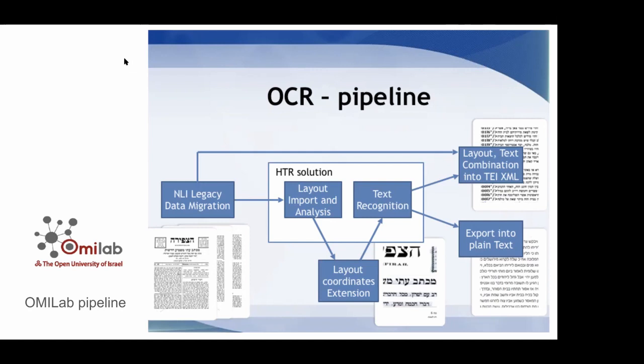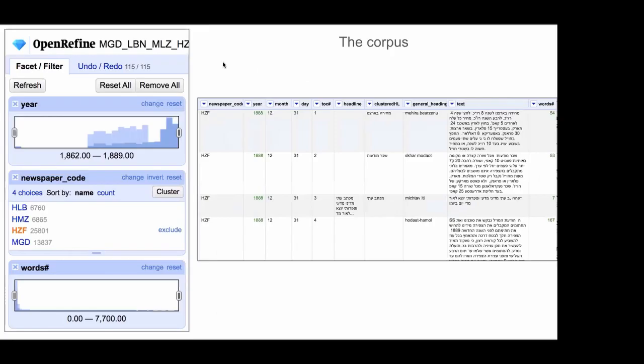Okay, and so that was a pipeline, and then the outcome of the pipeline is simple text files, plain text, or TEI XML that structures the text according to the logical structure of the name of the newspaper, or the TSV, a tab separated value, so a tabular form, which is what you can see here. This is the corpus as it looks in my OpenRefine, another tool that is very worth knowing.